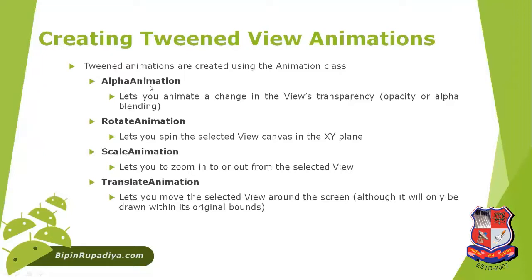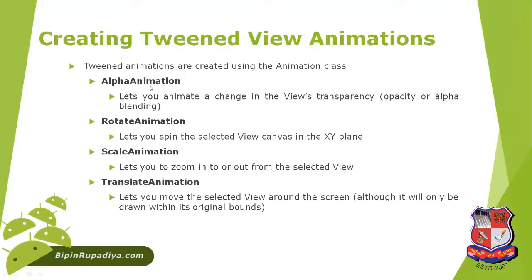Another one is the rotate animation. On the XY plane, you can rotate your object either clockwise or anti-clockwise. If you keep positive degrees from 0 to 360, it will rotate one way. If you keep negative, it will rotate the opposite way, right? So clockwise and anti-clockwise you can see with the rotate animation. That degree you need to specify.